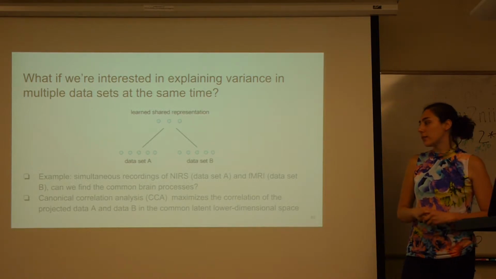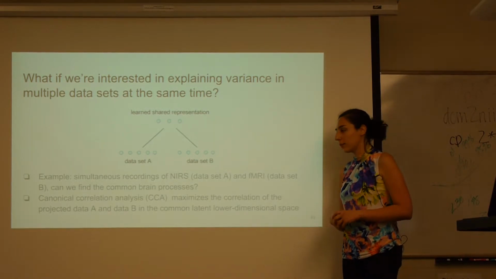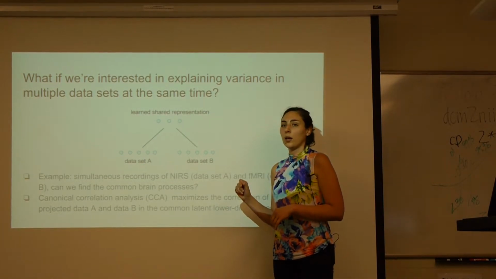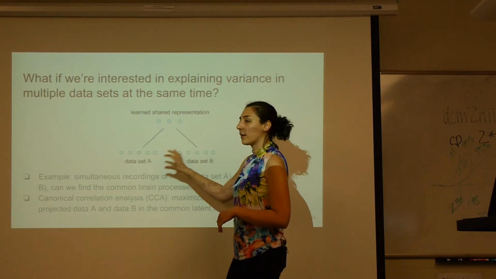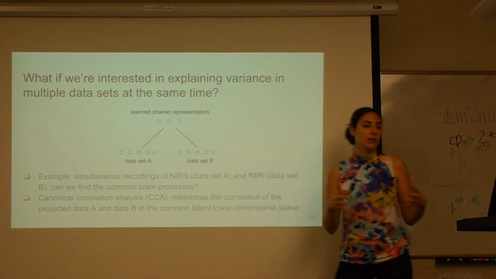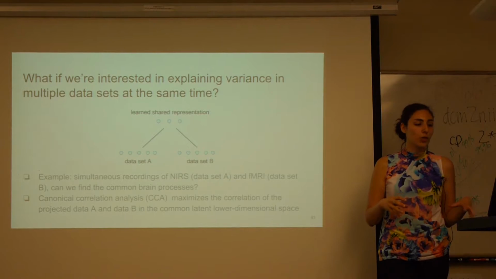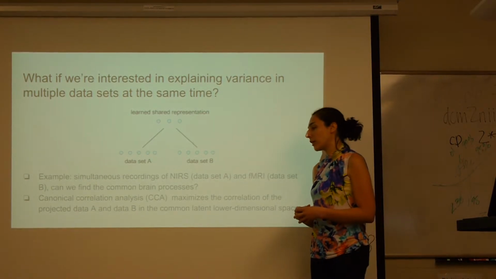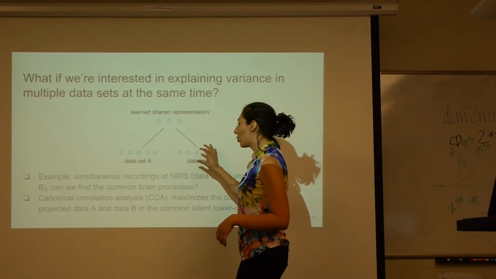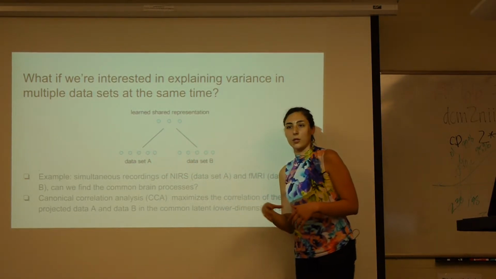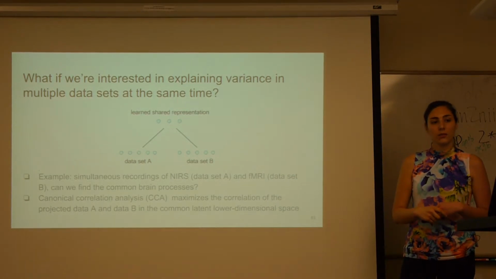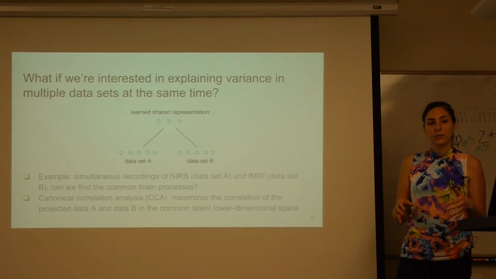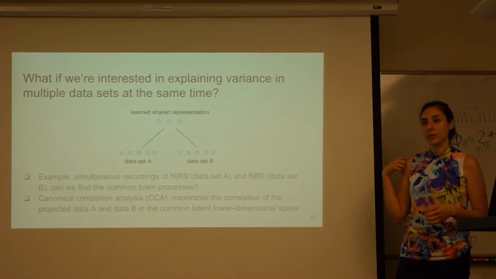A way to do this is called canonical correlation analysis. What this basically does is it finds a way to transform the data sets into a latent space in which the transformed data sets are most correlated. So it tries to maximize the correlation of these transformed data sets in the latent dimension. Is this conceptually clear? I'm going to go through an example.